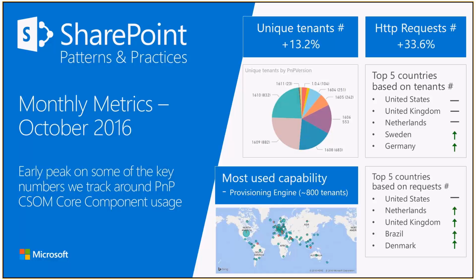From a country perspective, there's some pretty interesting statistics as well. Top five countries based on tenants: United States are still number one, no changes. United Kingdom still number two, and Netherlands number three. Sweden and Germany went slightly up, and I think they actually dropped India down from a number of tenants from a particular country using PnP. And then based on requests, the United States absolutely number one, then Netherlands, United Kingdom, Brazil. Brazil actually increased like 10 spots in this competition, and Denmark quite heavily as well. And then there were a lot of countries which went down.